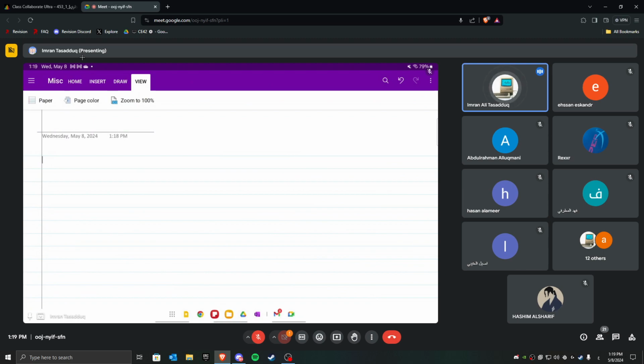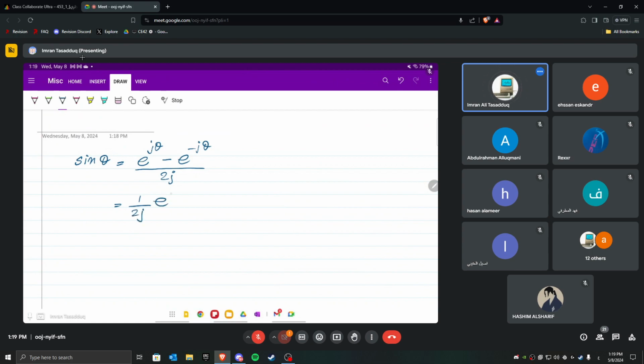All right, so basically what we are saying is that since sine theta is e to the power j theta minus e to the power minus j theta divided by 2j, I can write it in this form: 1 over 2j e to the power j theta minus 1 over 2j e to the power minus j theta. I can write it in this fashion.